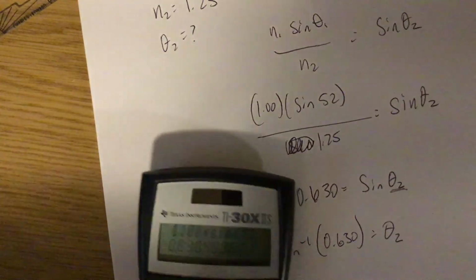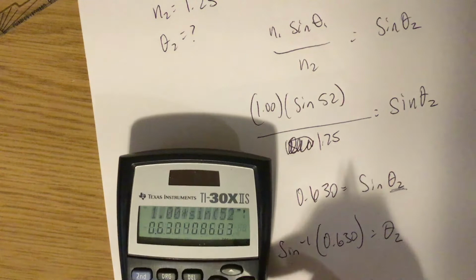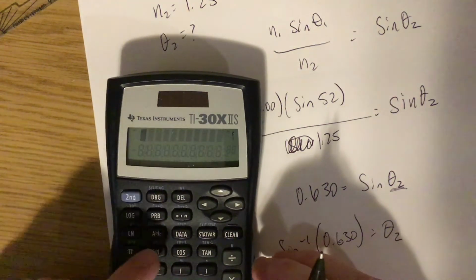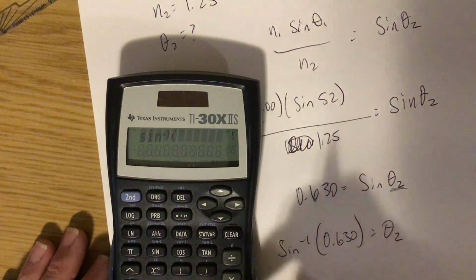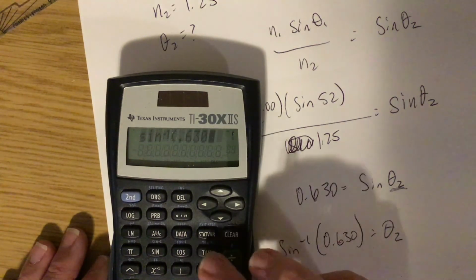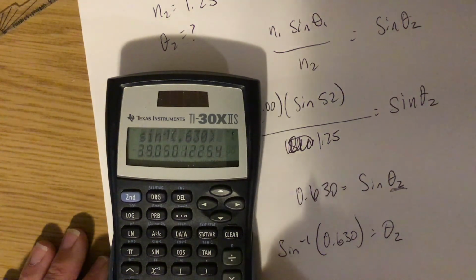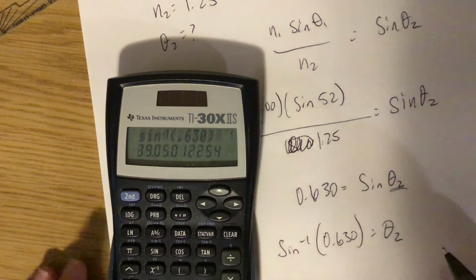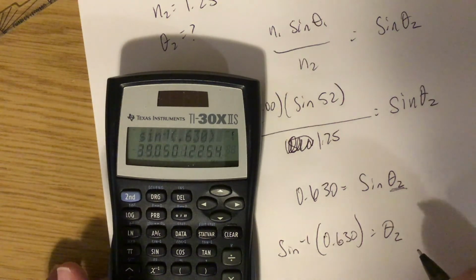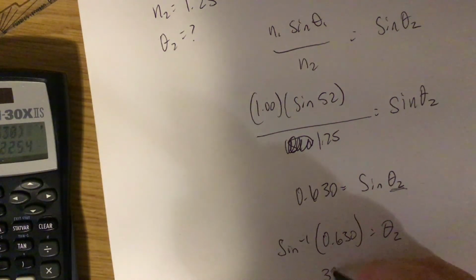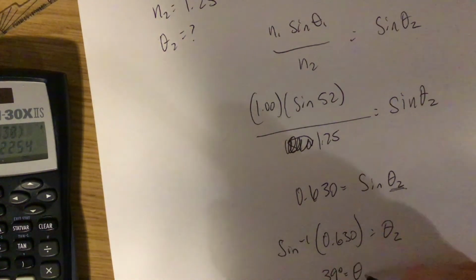So we'll do that in this calculator. We'll say the inverse sine, so we'll go second sine of 0.630. And when we do that, we get that it is 39.050 something something something degrees. And so we can just say 39 degrees equals theta 2.